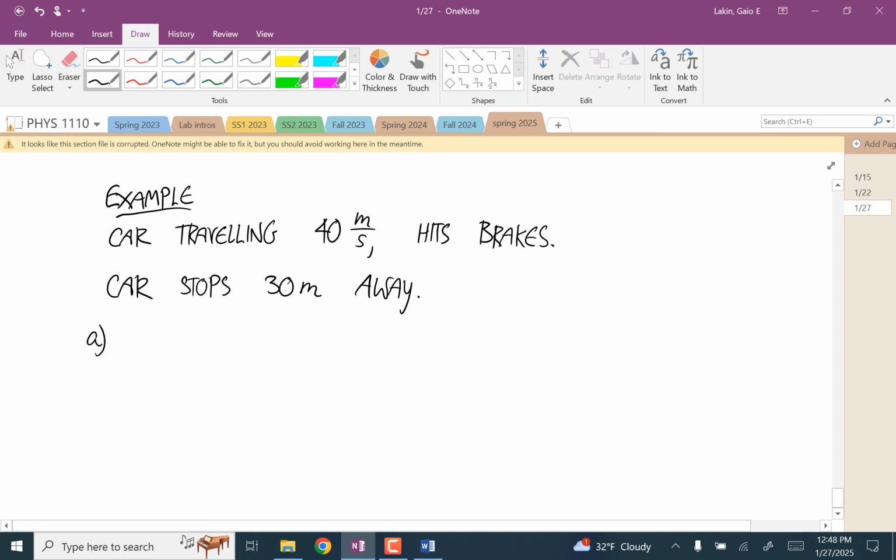So first, let's figure out the car's acceleration as it's braking. So what's the car's acceleration? And then second, let's figure out how long it takes in time for the car to stop.